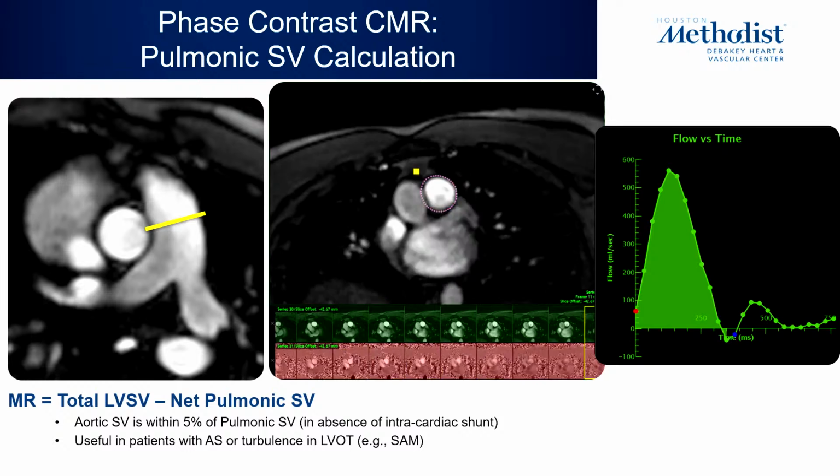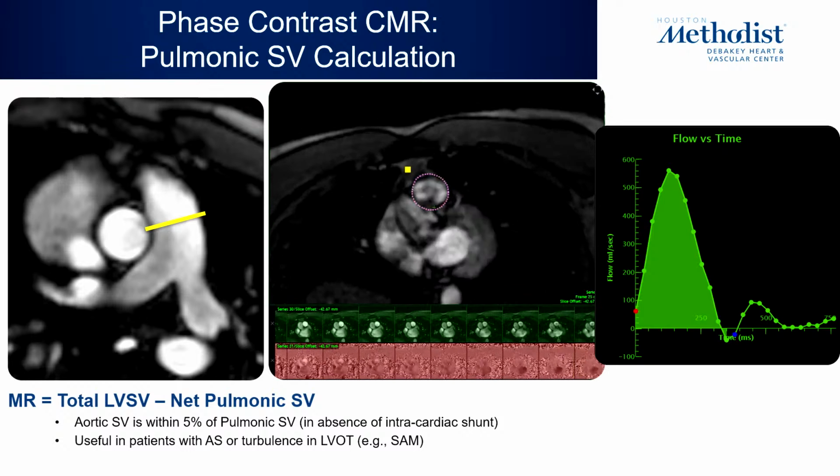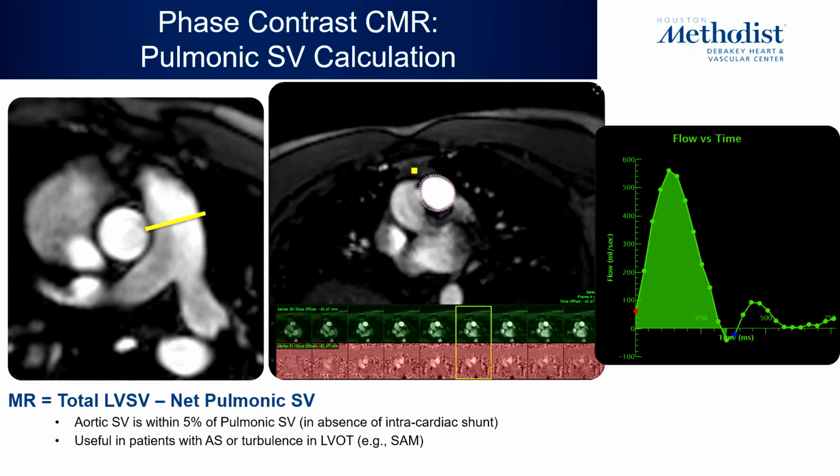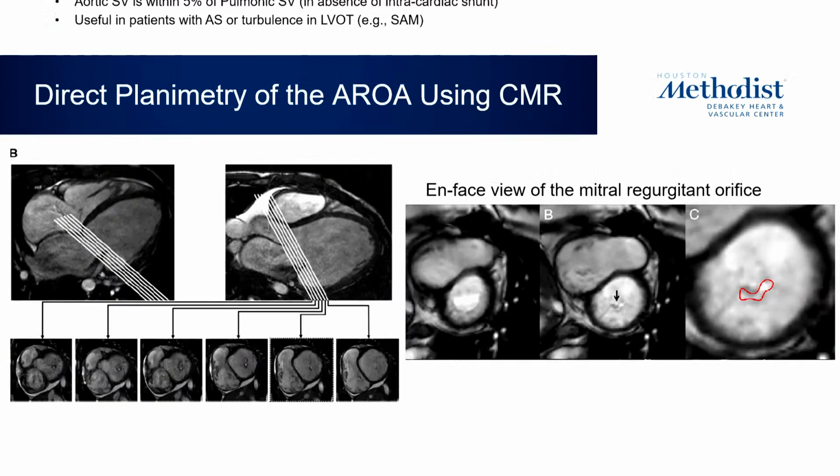This is just an example. If we don't have the aortic flow, we can apply the same for the PA flow. As you can see here, we prescribe a phase contrast plane in the proximal and the main PA, and then we can calculate the flow there.